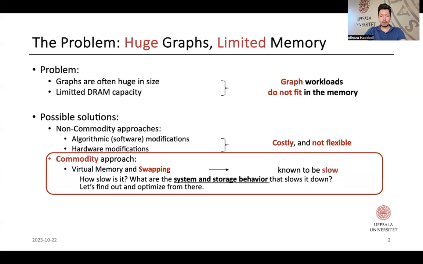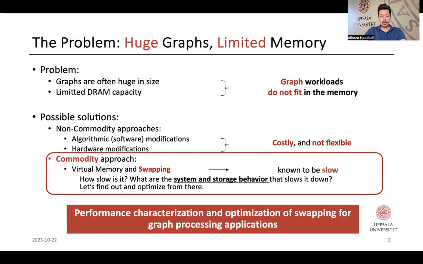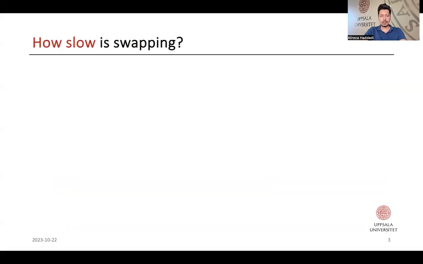So in this work, we are going to see how slow it is, what the system and storage behavior is that slows it down, and from there, we are going to optimize. So in this work, we are doing a performance characterization and optimization of swapping for graph processing applications.